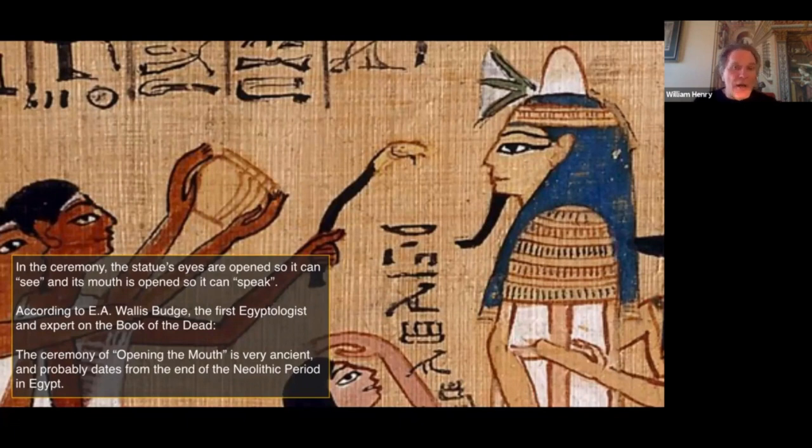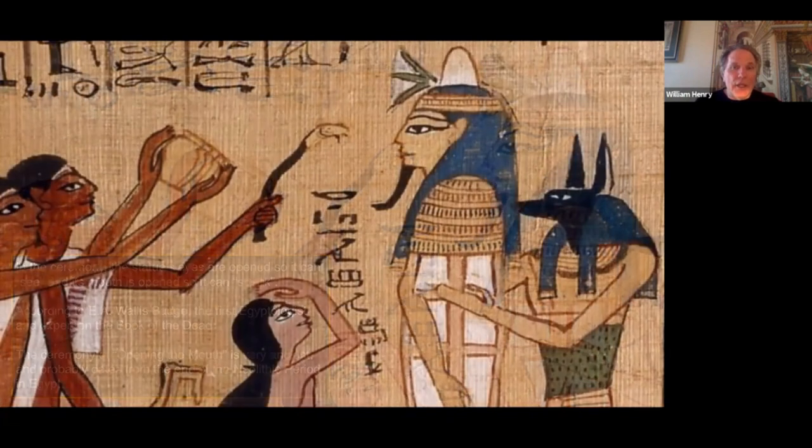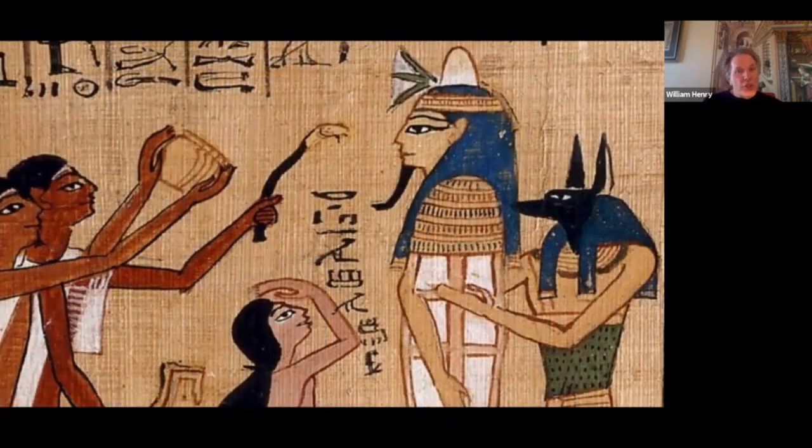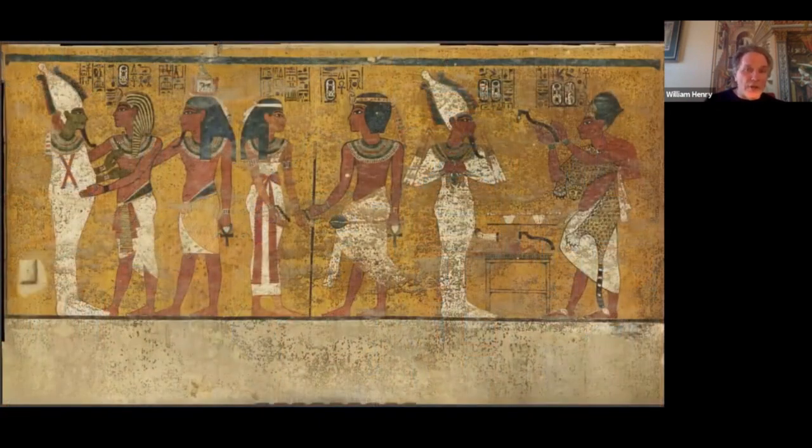Wallis Budge, the great Egyptologist, the first Egyptologist on the Book of the Dead, the ceremony of the opening of the mouth is very ancient and probably dates from the end of the Neolithic period in Egypt. So the Egyptians possessed this spiritual technology whereby they could transmit a spirit from one container to another.